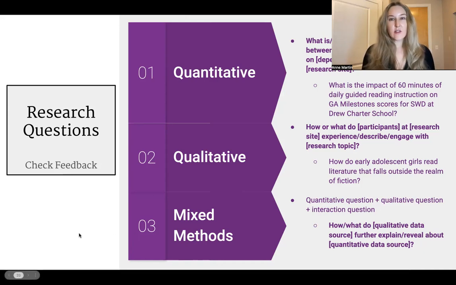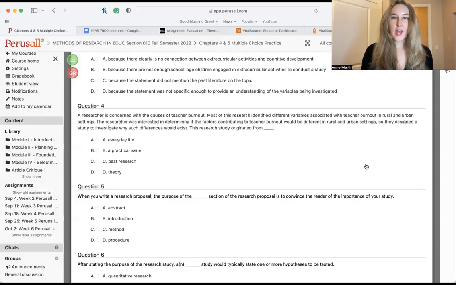And then the last thing that I wanted to talk about from our previous discussion is about the multiple choice questions in perusal. So let me go there now. Okay, I wanted to go over a few of the multiple choice questions from this week.